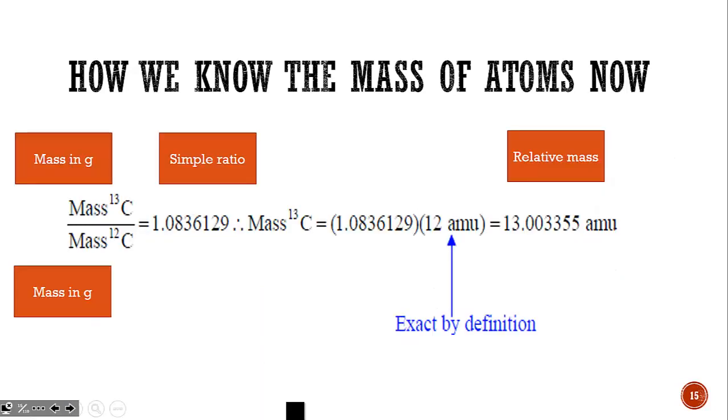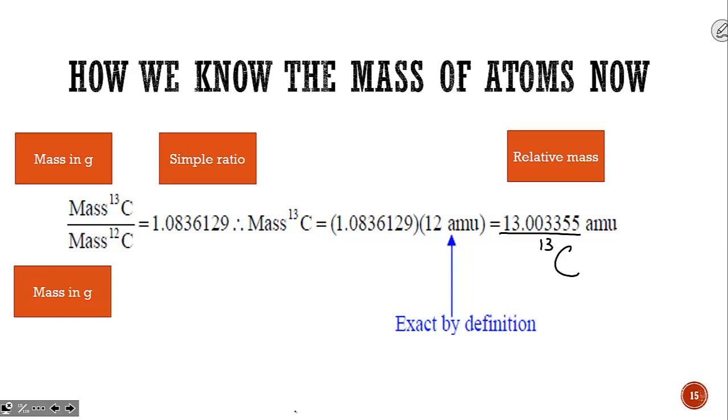So if we have the mass of some atom of carbon-13 in grams, and we divide by the mass of carbon-12, which is the basis for our atomic mass units, we get some ratio. We define carbon-12 as 12 atomic mass units, so if we multiply that ratio by 12, we get the individual mass of our sample of carbon-13.